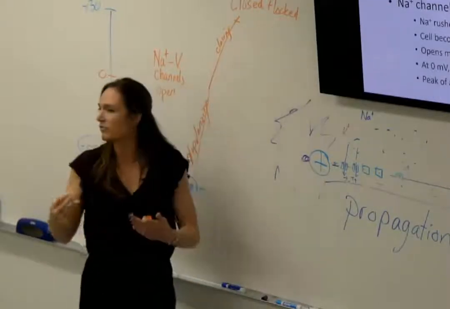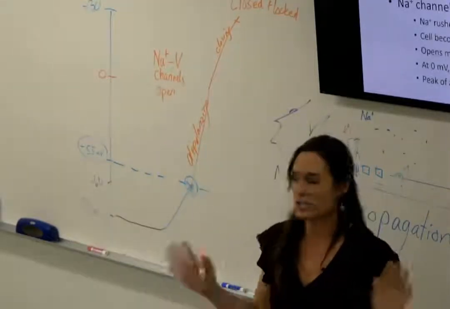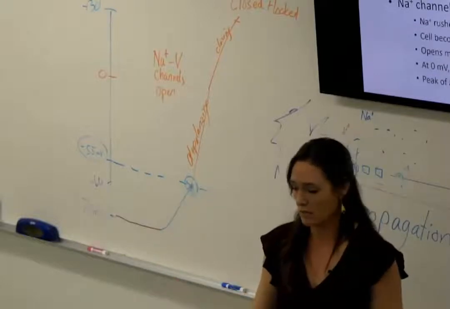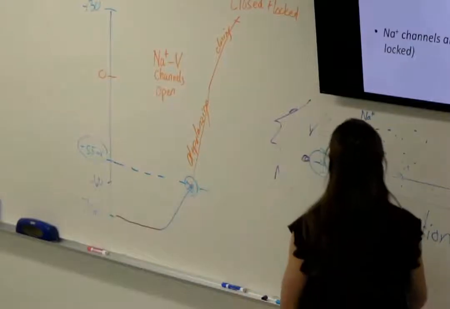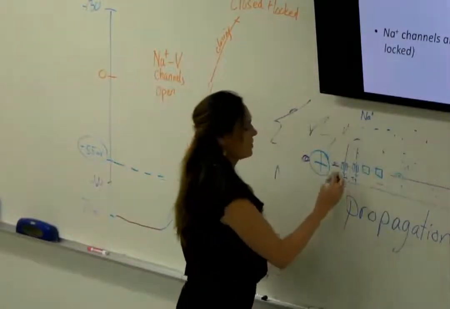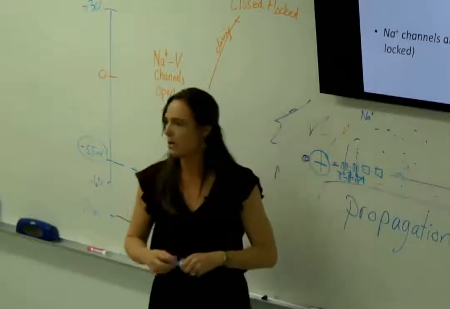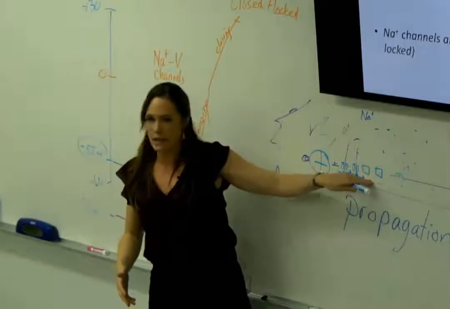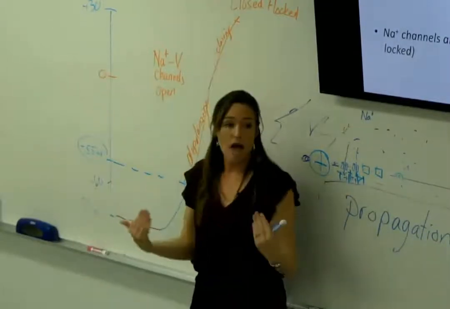Remember, there's that brief locking moment. We don't want to open anymore. The cell says, plus 30 is plenty for me. I cannot get more positive than that. Okay. And that was here, sodium rushing in. So it became very positive. Sodium's rushing in. We are getting positive on the graph because a lot of pluses are coming inside our cell. So the cell is at plus 30 and not very happy about it.